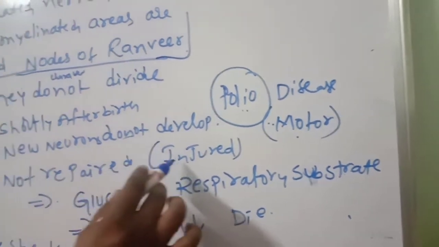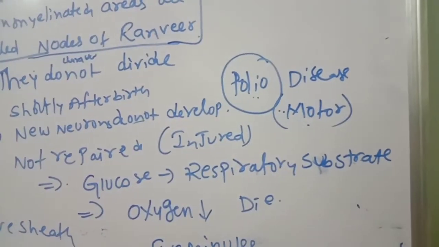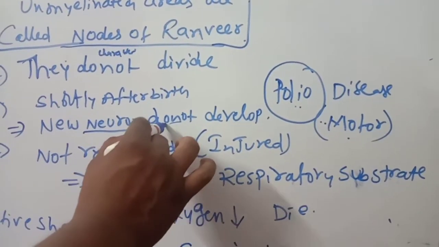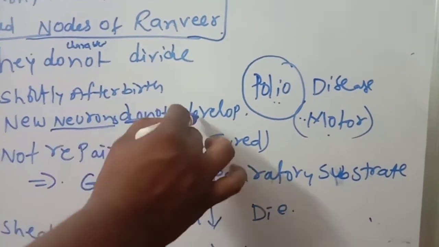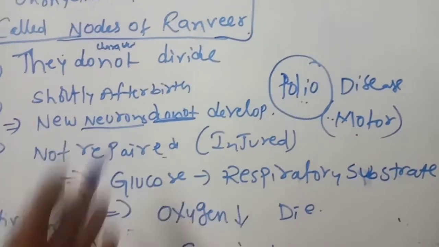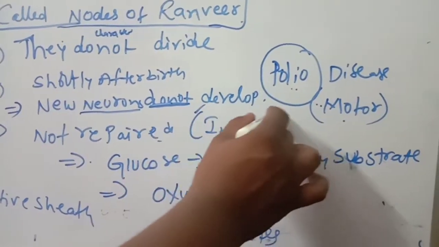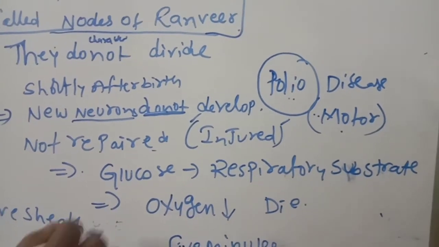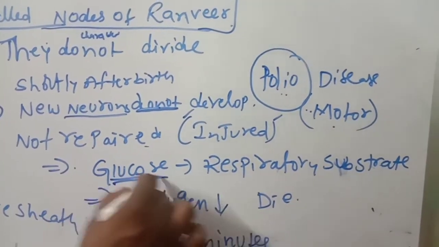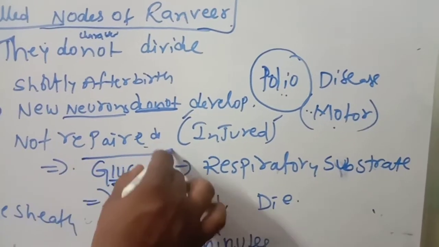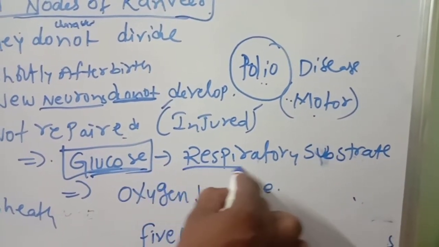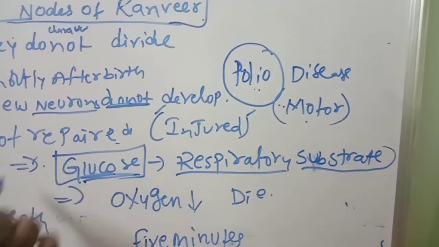Once neurons are injured or infected by a virus, that's it. New neurons do not develop and are not repaired. Any injury that happens, there is no repair in the neurons. And the major important substance is glucose. This glucose is the main energy-giving substance, or respiratory substrate, for the neurons.